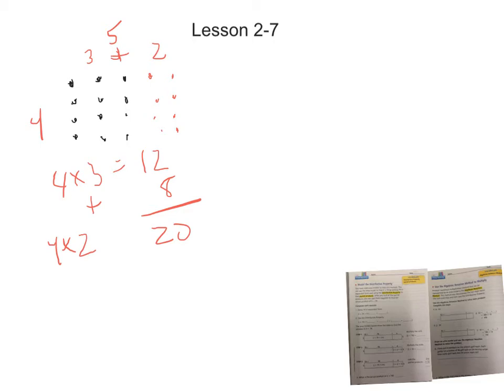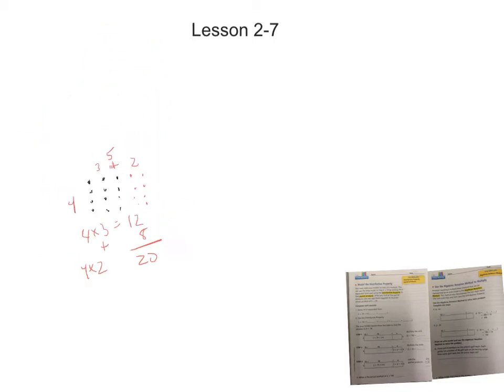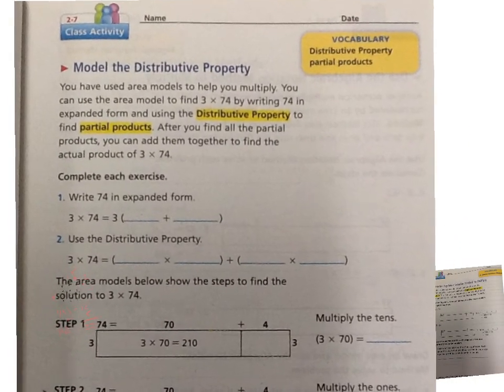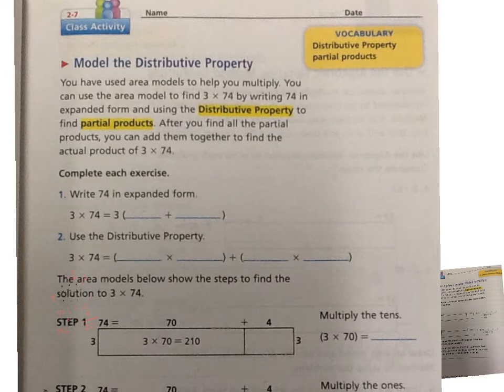We worked with the distributive property a little bit earlier in this unit. So right now I want everyone to turn to page 55, and I want to read over this quick little paragraph with you. It says, you have used area models to help you multiply. We did that a few lessons ago. You can use the area model to find 3 times 74 by writing 74 in the expanded form and using the distributive property to find partial products. Partial products should be a nice key word from yesterday's lesson. After you find all the partial products, you can add them together to find the actual product of 3 times 74.